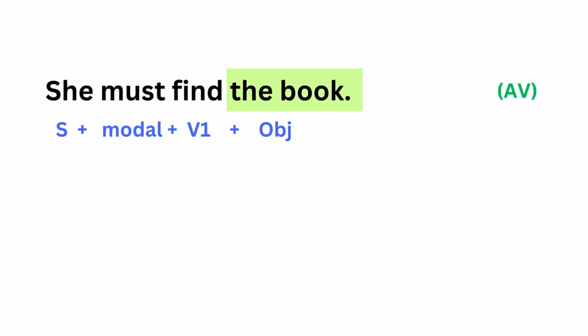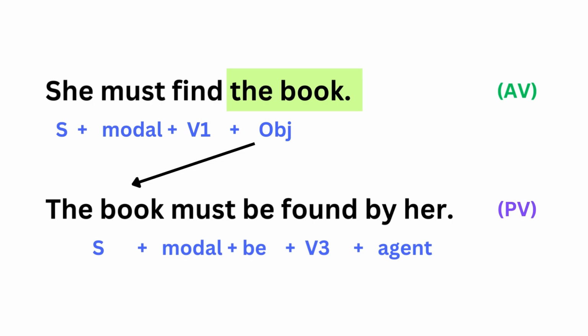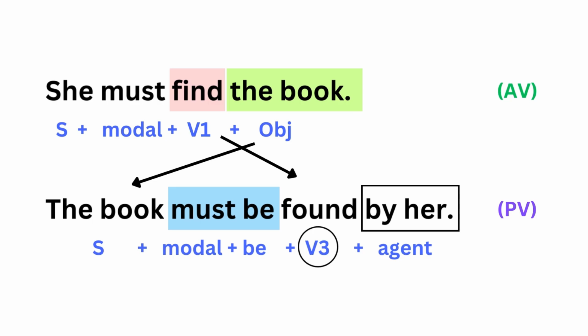Now let's change an active sentence with a modal verb to a passive one. She must find the book. First, the object of the active sentence becomes the subject of the passive sentence. Then we add modal verb plus be. Afterwards, we look back to our main verb and add its third form or past participle form. Finally, we mention the agent through a by phrase if necessary. The book must be found by her.